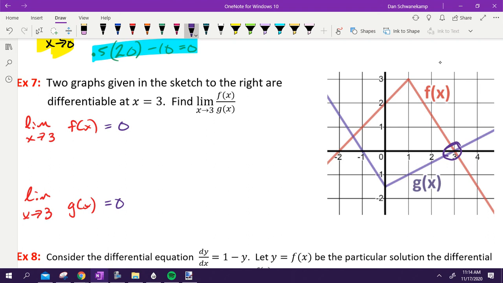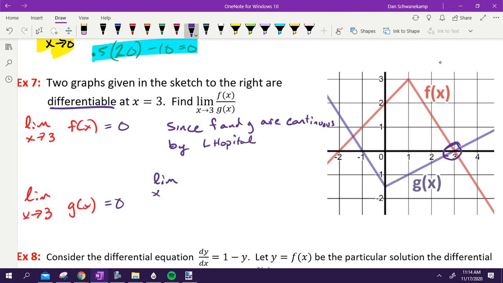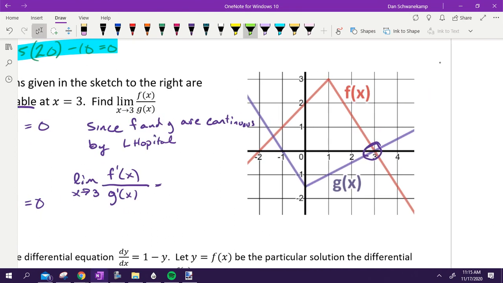Cool. Since that is true, we're going to say since. Which function do you think we have to talk about? Both. Since f and g are continuous, and we know that because it says they're differentiable, by L'Hopital, the limit as x approaches 3, I'm going to take the derivative of the top. What's the derivative of f going to get me? F prime of x. What's the derivative of the bottom going to get me? G prime of x. What am I going to look for on this graph to tell me what the derivative of f is at 3? The slope. Show me with your fingers.